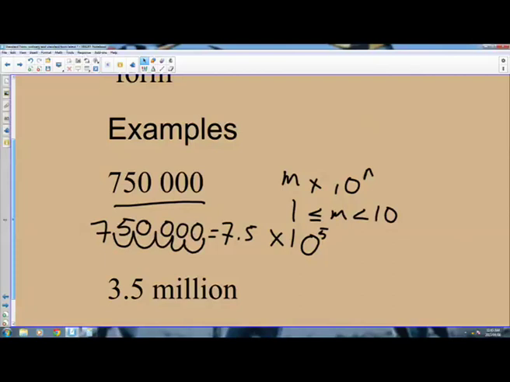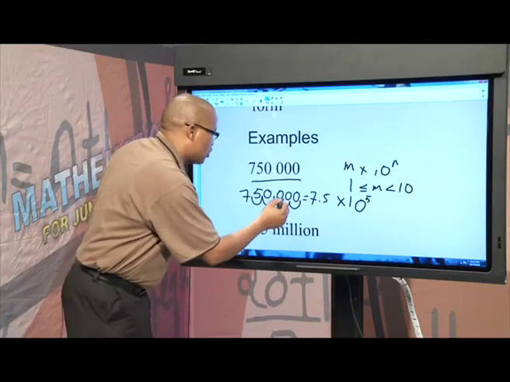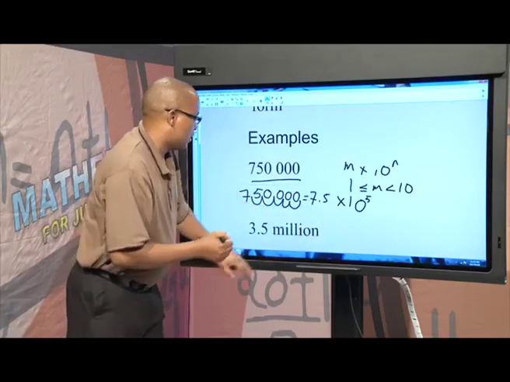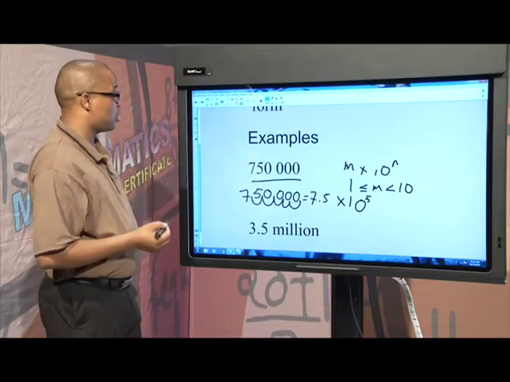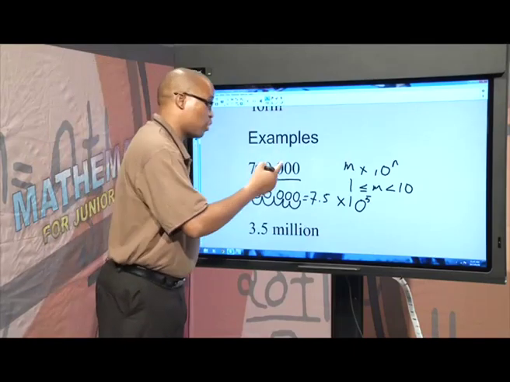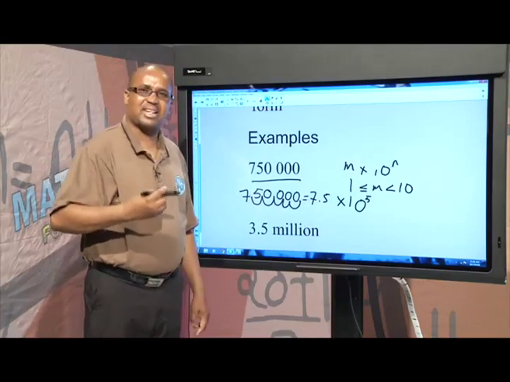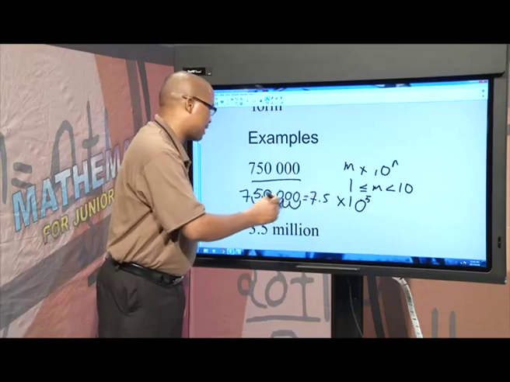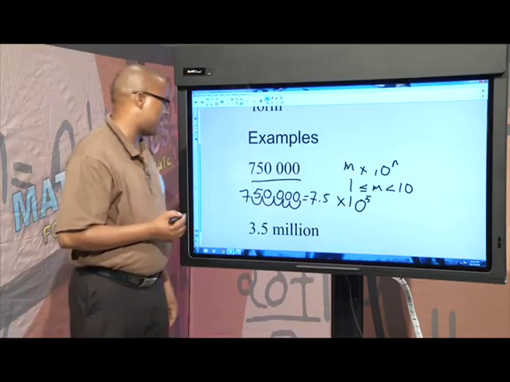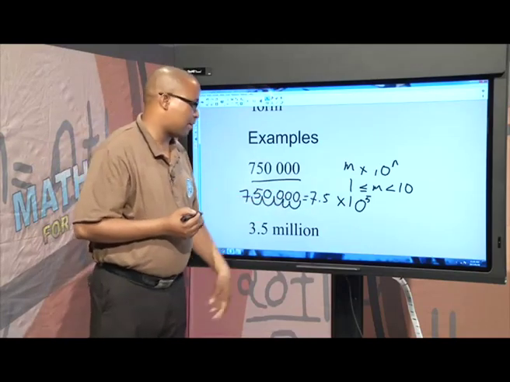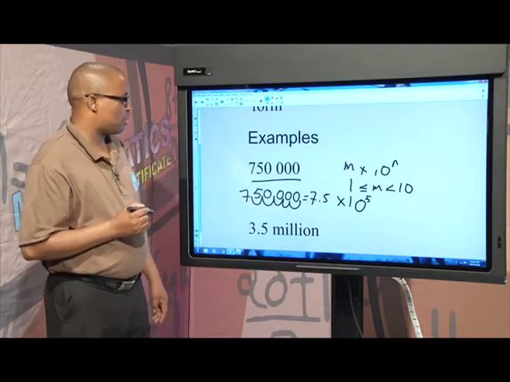The point was here. And then we moved 5 places to the left. 1, 2, 3, 4, 5. So 5 places to the left, and that means it's times 10 to the power 5. The zeros here, unless the question is testing accuracy, that's when you can write the zeros here. But otherwise, 7.5 times 10 to the power 5 will give you the ordinary number 750,000. So the zeros after 5 here are not that important. So the answer is 7.5 times 10 to the power 5.